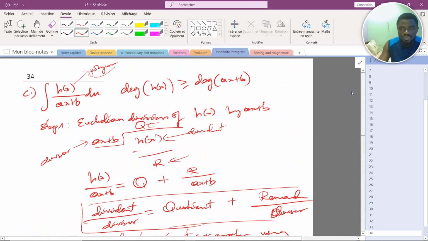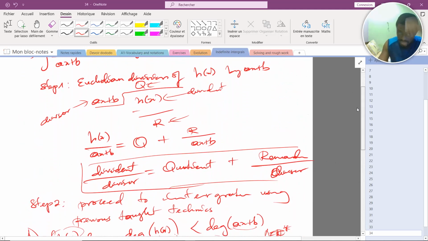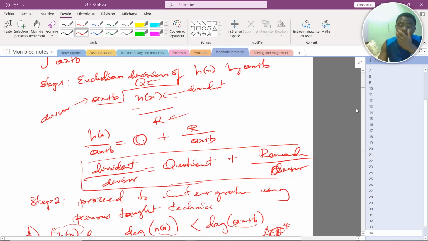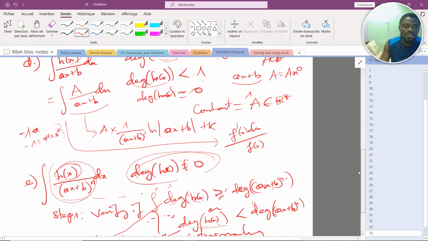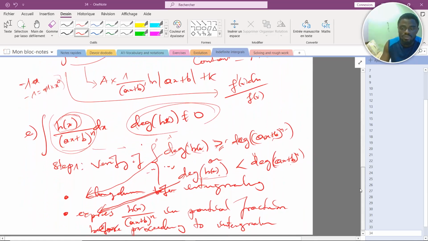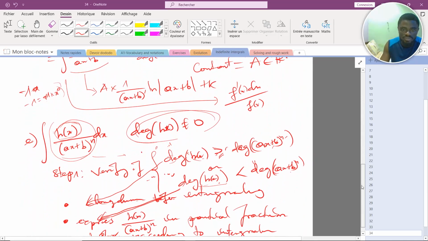In the next coming video, we shall see exercises on how to go about this type of integrals whenever you are given them.